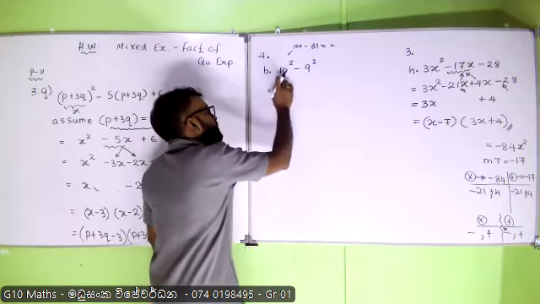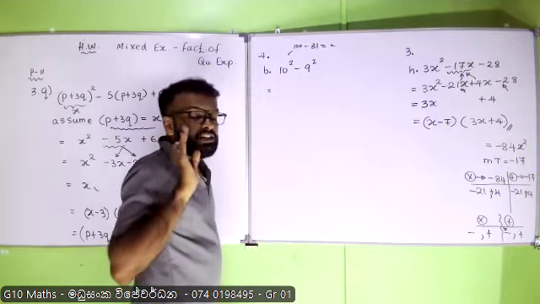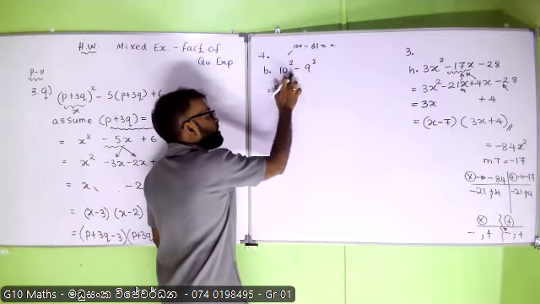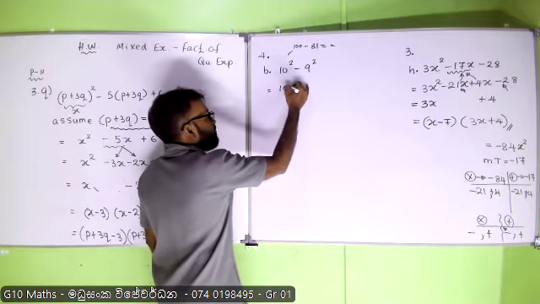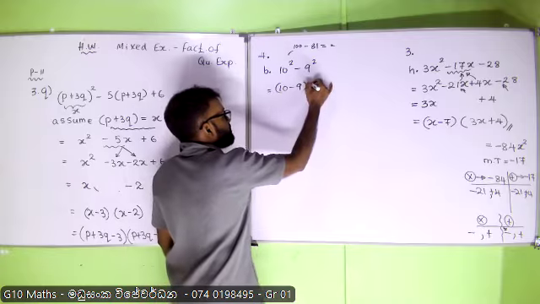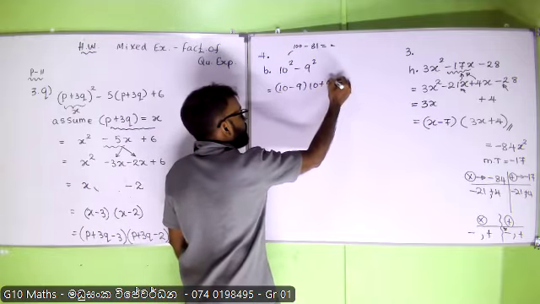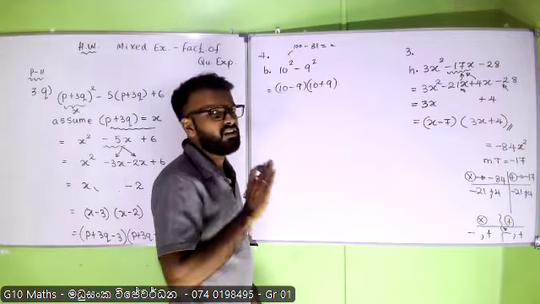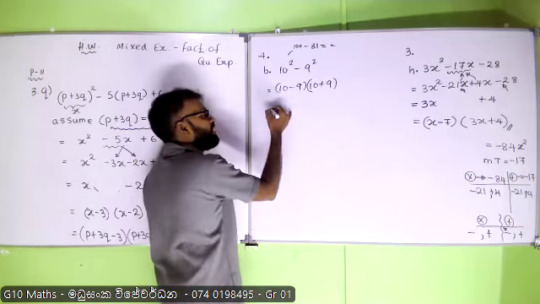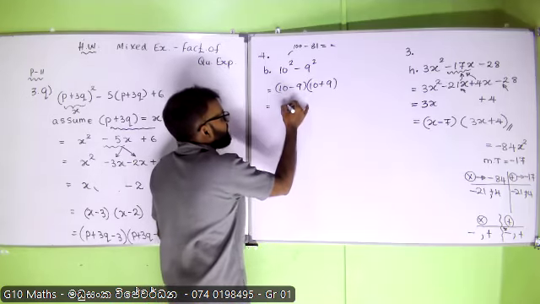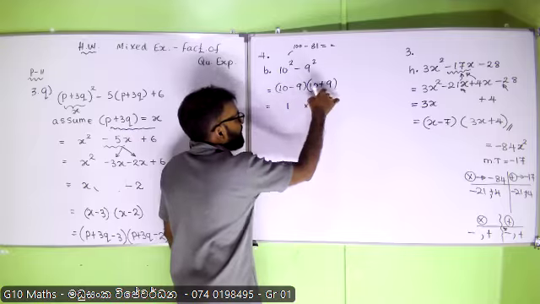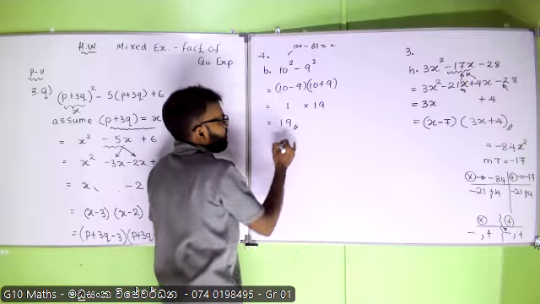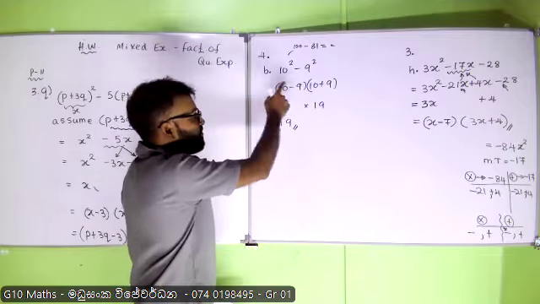If you are using the knowledge of factorization, here you have a difference of two squares. Use that: 10 minus 9, 10 plus 9. I don't need to, I can do that. 10 minus 9 is 1, 10 plus 9 is 19. Alright, so this is the way.